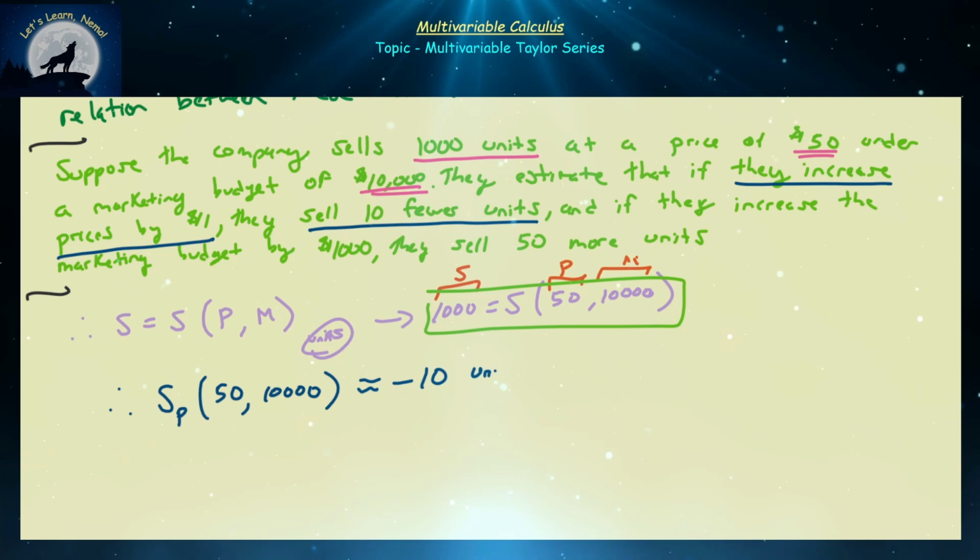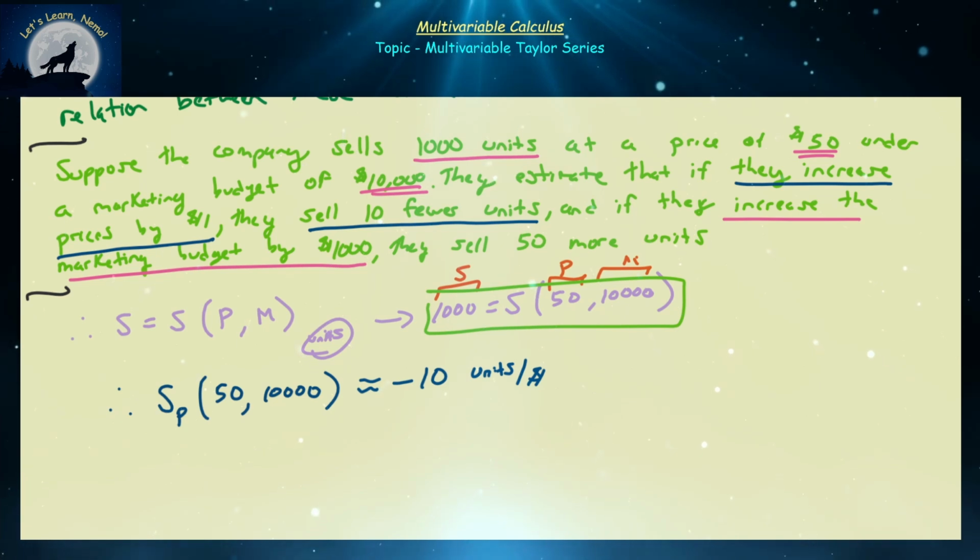And keep in mind that's in units per dollar, right? And similarly, if they increase the marketing budget by $1,000, they sell 50 more units, right? Now keep in mind this needs to be in units per dollar. So what we need to do is divide this by 1,000 and divide that by 1,000. So we have $1 and then they sell 50 divided by 1,000 units.